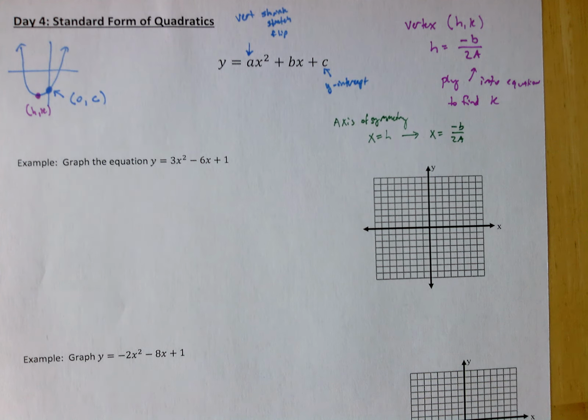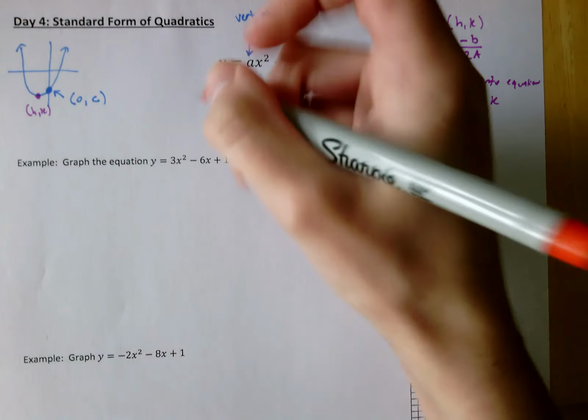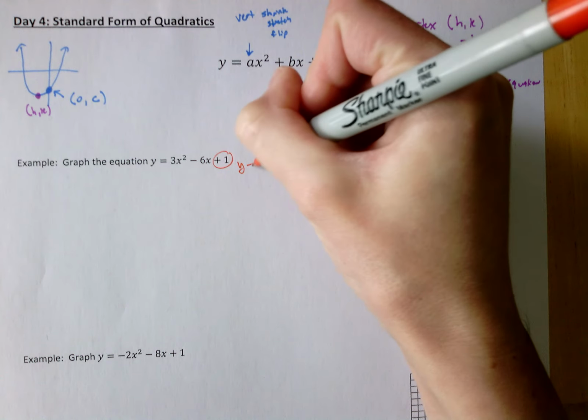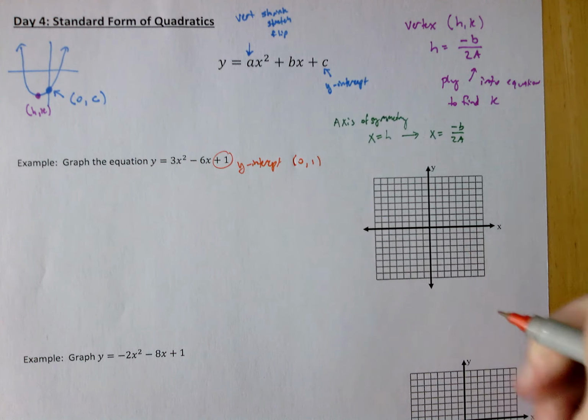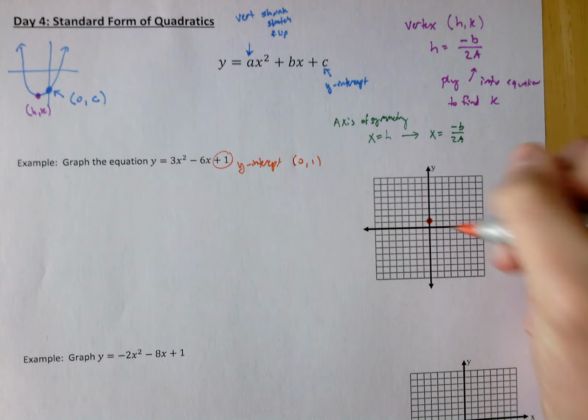Okay, great. All right, so let's look at this equation right here and we'll run through this. The first thing that I'm going to do is look at this and just identify my y-intercept. So this guy right here, that's my y-intercept. That's going to be the point 0, 1. So the first thing I'm going to do is put a point at 0, 1.